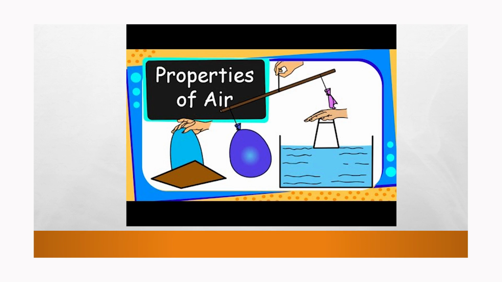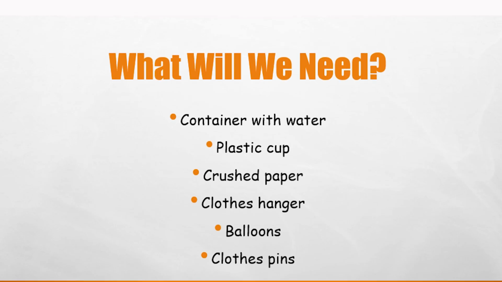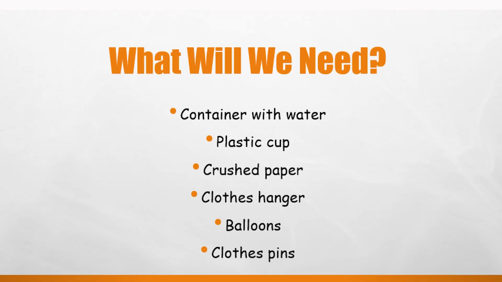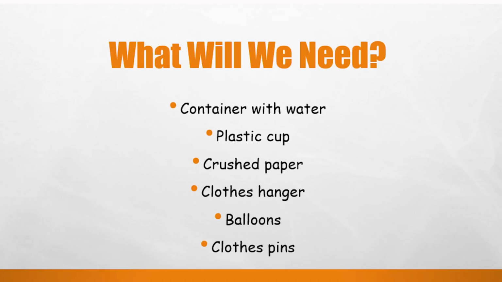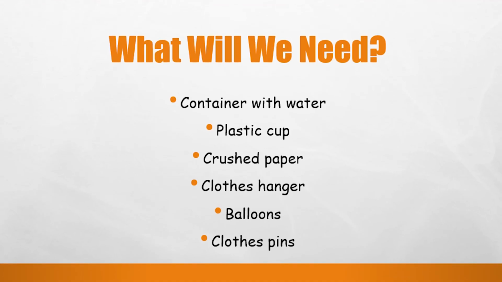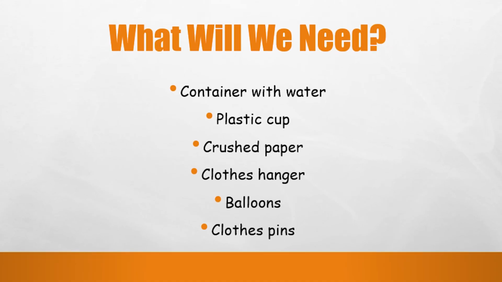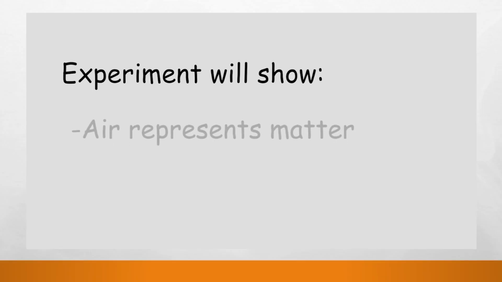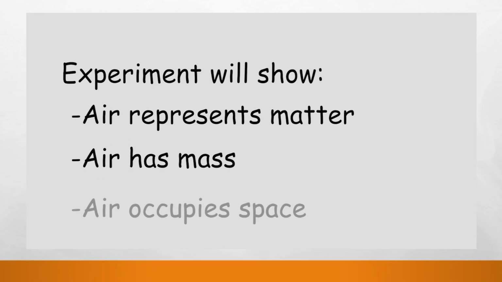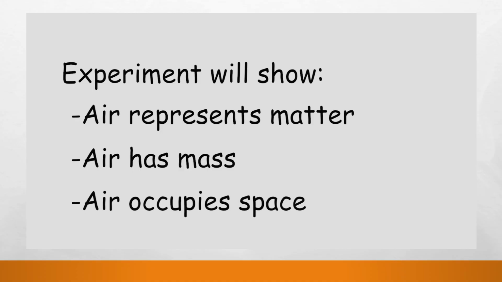All right, so what will we need for this investigation? As you can see on our table, we have a container with water, plastic cups, a piece of paper towel that we're going to crush, a regular clothes hanger, some balloons, and some clothespins. And we're going to see how we can use these simple materials to show that air represents matter and it has mass and occupies space.